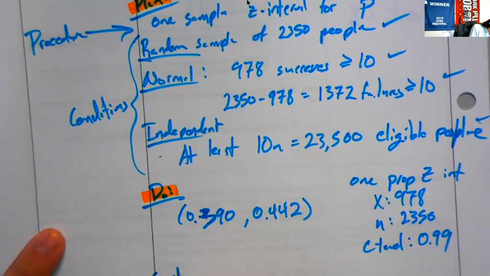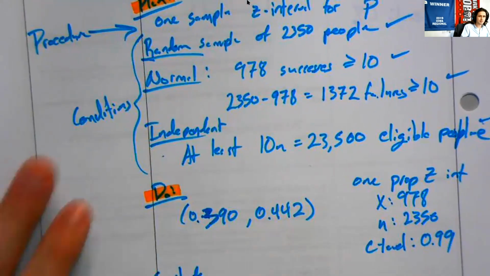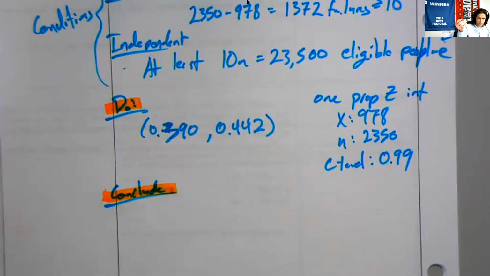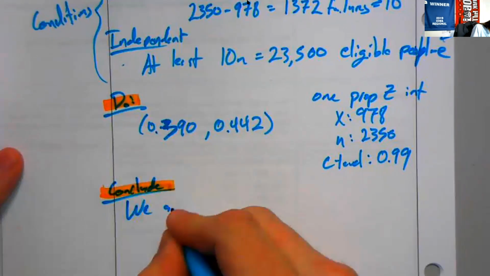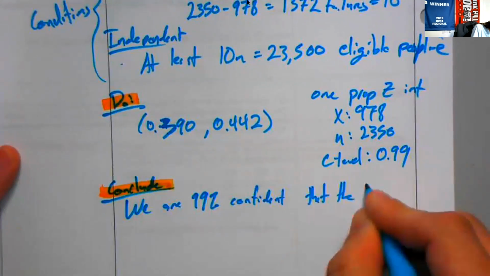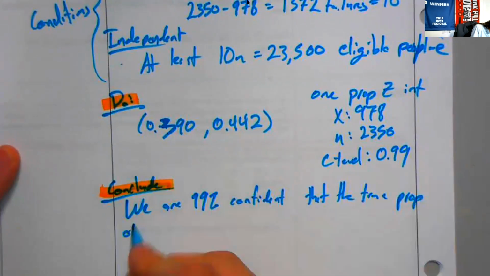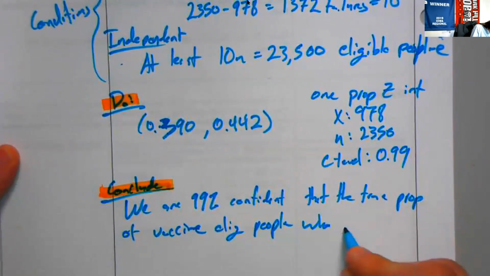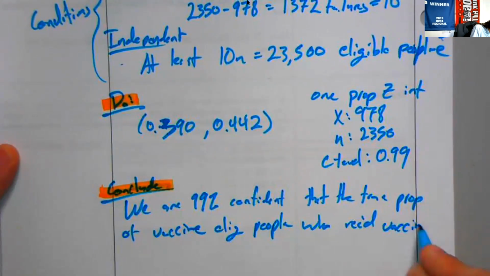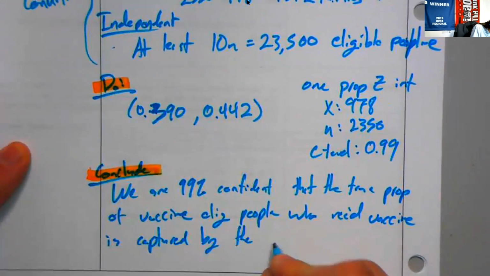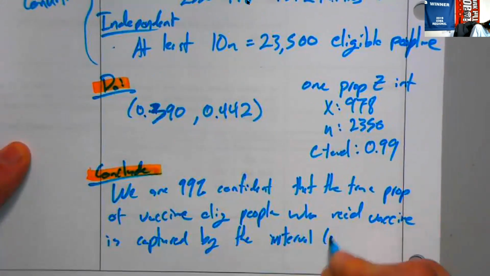Conclude. And I'm probably going to skip part B for the sake of time here. Yeah, maybe I'll do it. I don't know. We'll see. Conclude. Try this yourself. We are 99% confident that the true proportion of vaccine eligible people who received the vaccine is captured by the interval 0.390, 0.442.